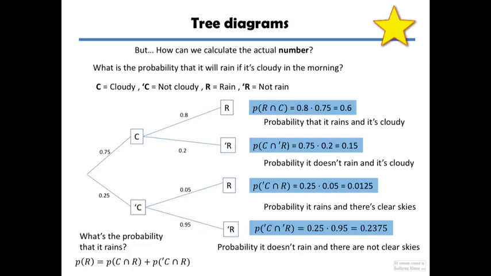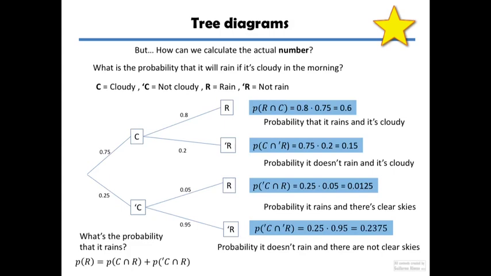And 0.95 that it does not rain. Of course, these two together are going to add up to 1, because either it's cloudy or it's not cloudy. These two together are going to add up to 1, either it rains or it doesn't rain, and these two together are going to add up to 1, either it rains or it doesn't rain. So, here's a very important concept. What we calculate here is the probability that it rains and it's cloudy.